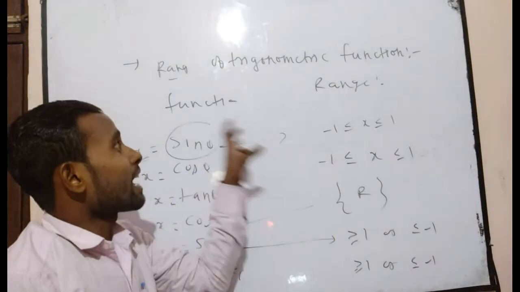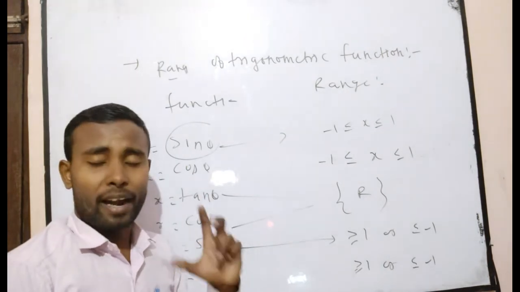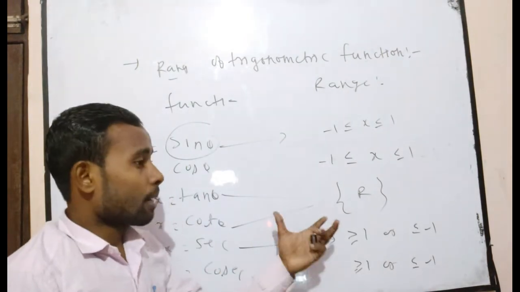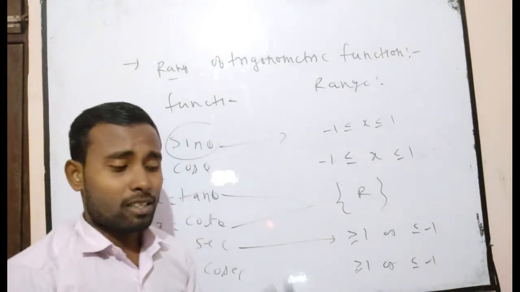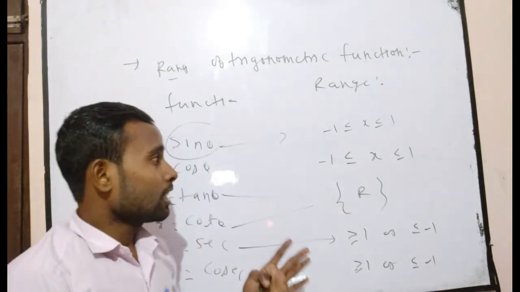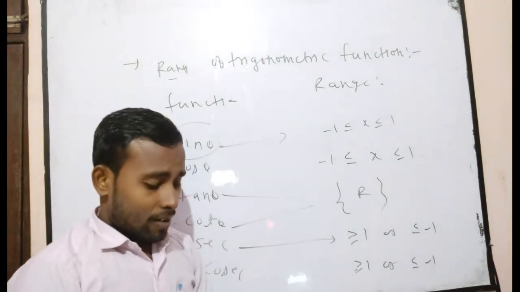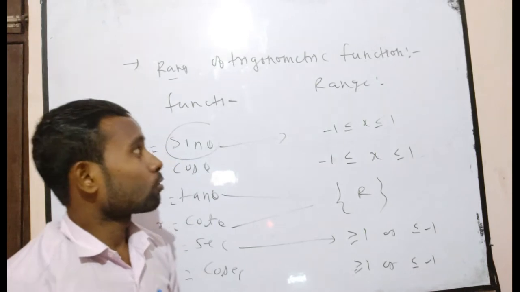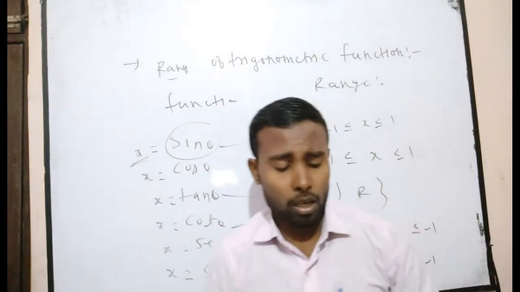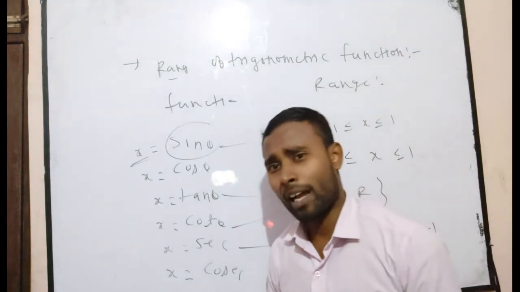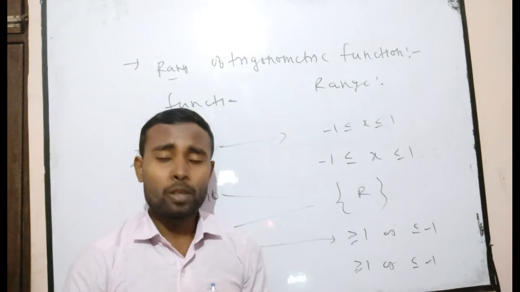This is the range of trigonometric functions, and it is very useful to find the range of given examples, like sin square theta plus 5, sin square x plus sin x plus 3. It is very helpful for determining the range and domain of a function. I will discuss it again in the next class, but today's class is over because time is over.